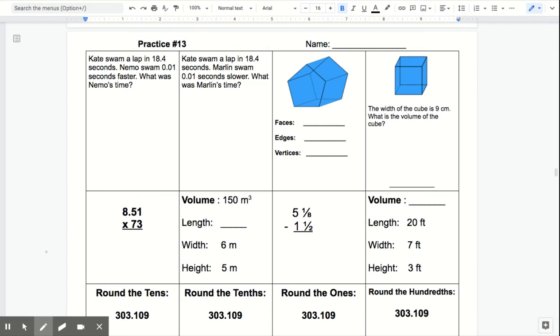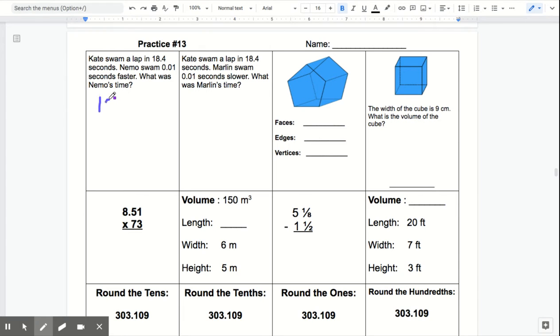All right, so practice number 13. Kate swam a lap in 18.4 seconds. Nemo swam 1/100th seconds faster. What was Nemo's time? Remember, when you're racing, swimming, running, any type of race like that, if you're faster, you'll have a lower number.